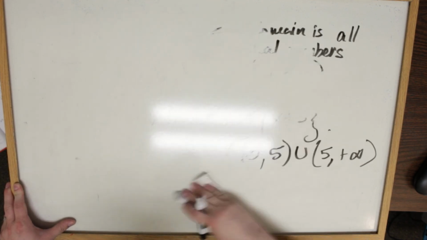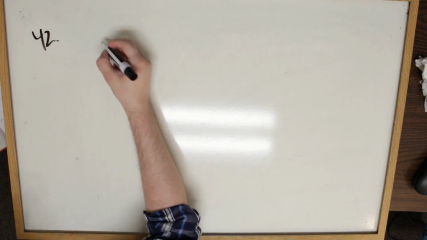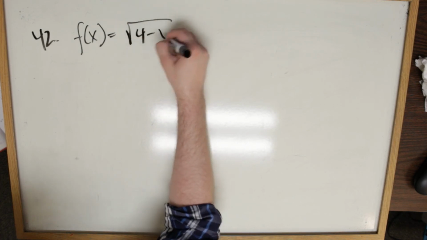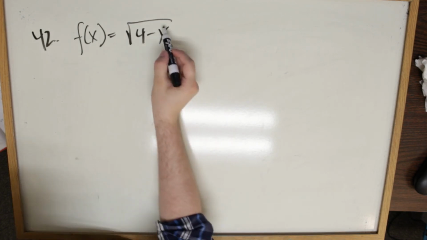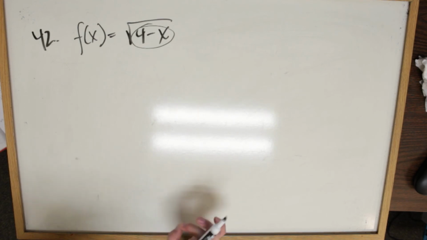I want to do a radical expression just so you can see how to find the domain on one of those. So 42, f of x is equal to the square root of 4 minus x. So what do we do with this? When we're looking for the domain, remember we're only dealing with real numbers. No complex numbers whatsoever, no imaginary numbers. So that means that whatever sits underneath that radical expression, it has to be 0 or positive.